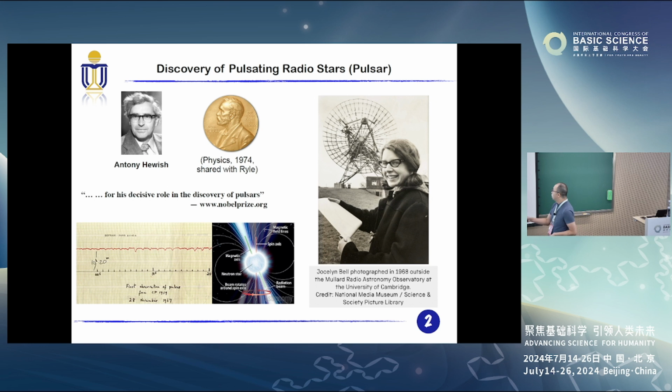Because of this significant discovery, Anthony Hewish, who was the supervisor of Jocelyn Bell, won the Nobel Prize in 1974 for his decisive role in the discovery of pulsars. As for Jocelyn Bell, she was overlooked by the Nobel Prize, but in 2018, she got a special Breakthrough Prize in Fundamental Physics.